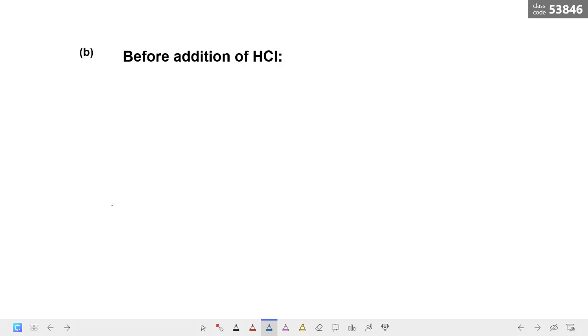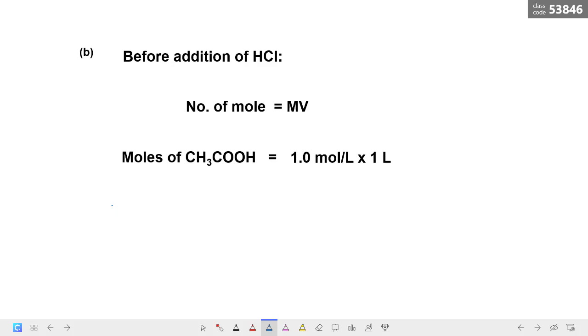Okay, first of all, before the addition of HCl, kita boleh lihat dulu number of mole. Kita kira mole dulu senang. Mole of acetic acid, we can use MV per 1000. So, the number of moles of acetic acid in the buffer solution is 1 mole. Ini sebelum ditambahkan strong acid.